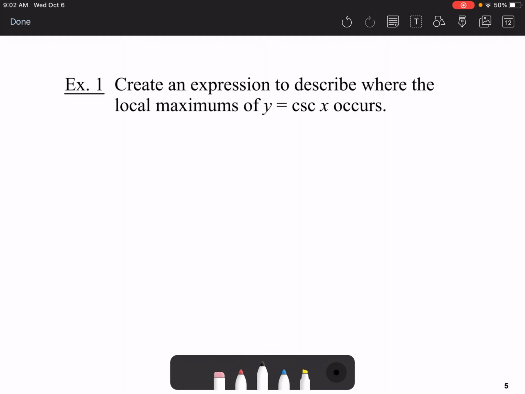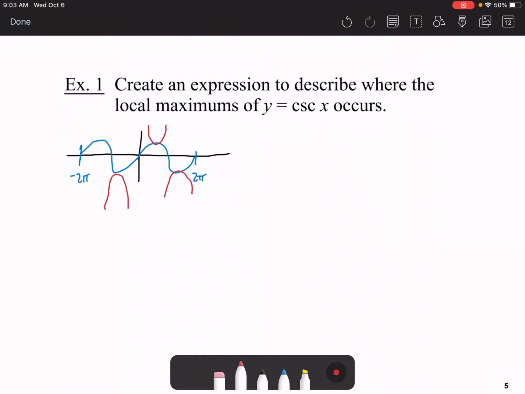So, remember cosecant of x is based off of sine of x. I'm going to draw a little sketch of sine x. And cosecant x looks something like this. Well, local maximums are these points that I'm highlighting in red.